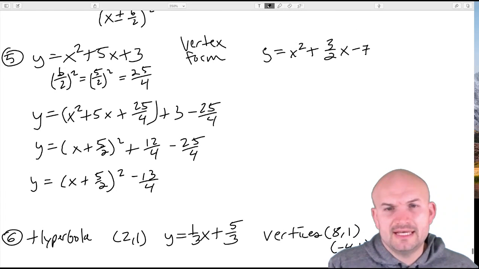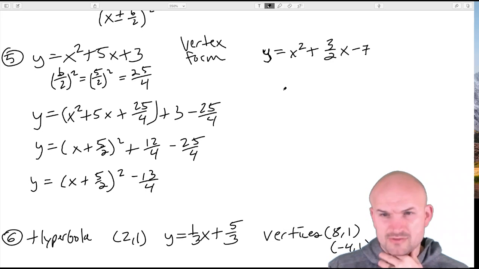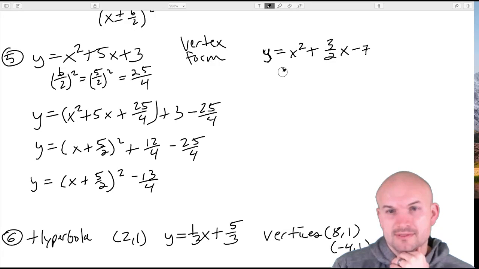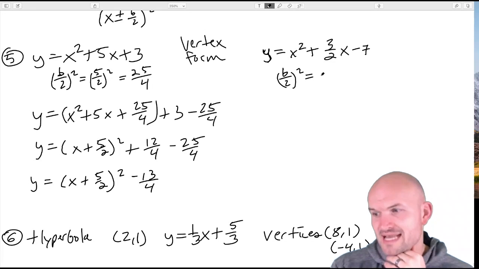All right, the next example here, y equals x squared plus 3/2 x minus 7. Again, first thing I'm going to do is take my b divided by 2 and square it. So b in this case is not that nice.